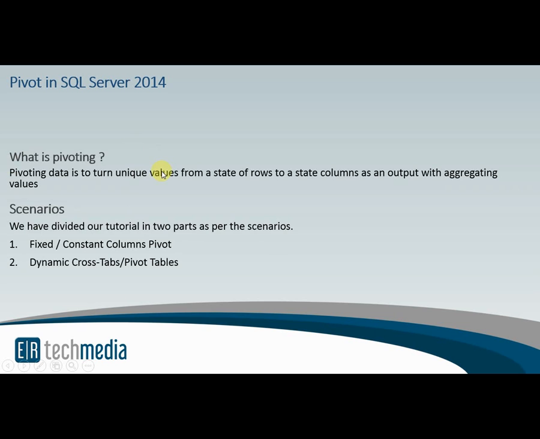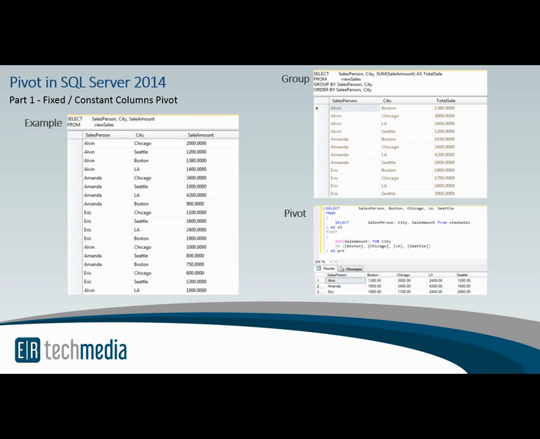Okay, let's take an example. On the left side, we have a table named view sales with three columns: salesperson, city, and sale amount. We have three salespersons, Alvin, Amanda, and Eric, and they're selling in four different cities: Chicago, Seattle, Boston, and LA. If you look at the table, for example, Alvin has a sale in LA of 1400 as well as 1000.